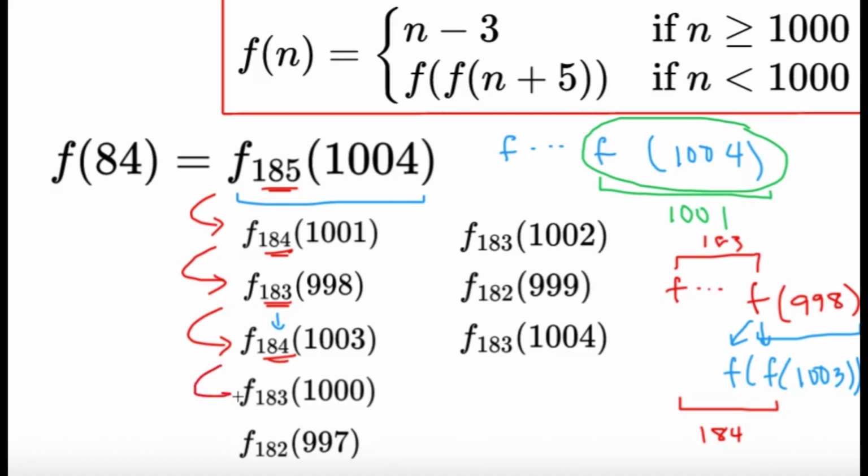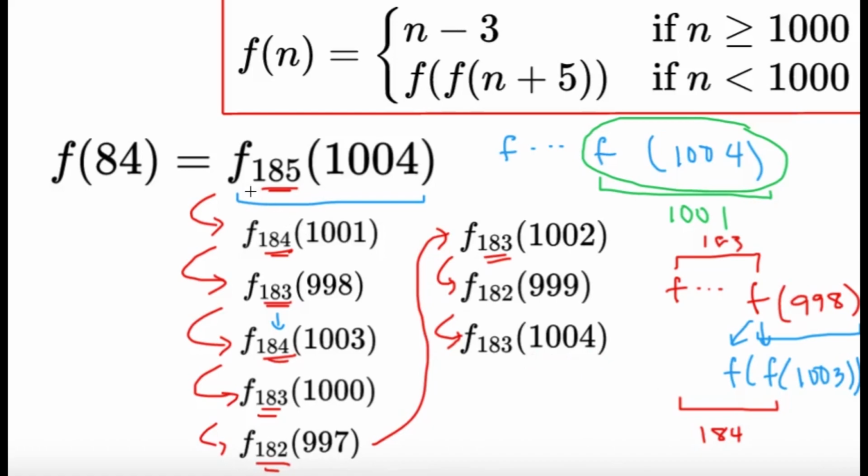Essentially this is just a pattern. 1003 is greater than 1000, so n minus 3, and the subscript becomes 183, and the 1003 becomes 1000. Now 1000 is greater than or equal to 1000, so again bring the number of F's down and subtract 3, so 997. 997 is less than 1000, so the subscript increases by 1 and you add 5, and essentially it's just this thing over again. I'm skipping some details here, but the main idea is here. We reached 1004 again, which is pretty interesting.